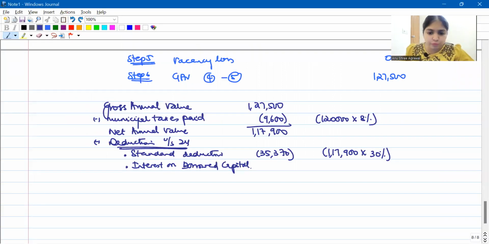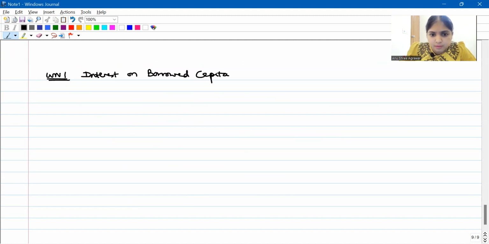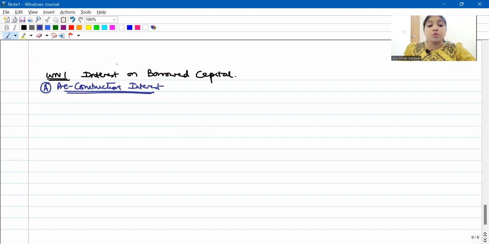A proper working note we'll have to give. In brackets, write down working note number 1. Leave some gap, maybe some 3 to 4 lines gap, and open your first working note. Give the heading interest on borrowed capital. Okay, now under this, first of all, let us handle pre-construction interest. Now, pre-construction interest is one complicated concept, the only concept which students find difficult in the entire IFHP chapter. Everything else is fine. So, for pre-construction interest, I'll give you a set of steps to follow.